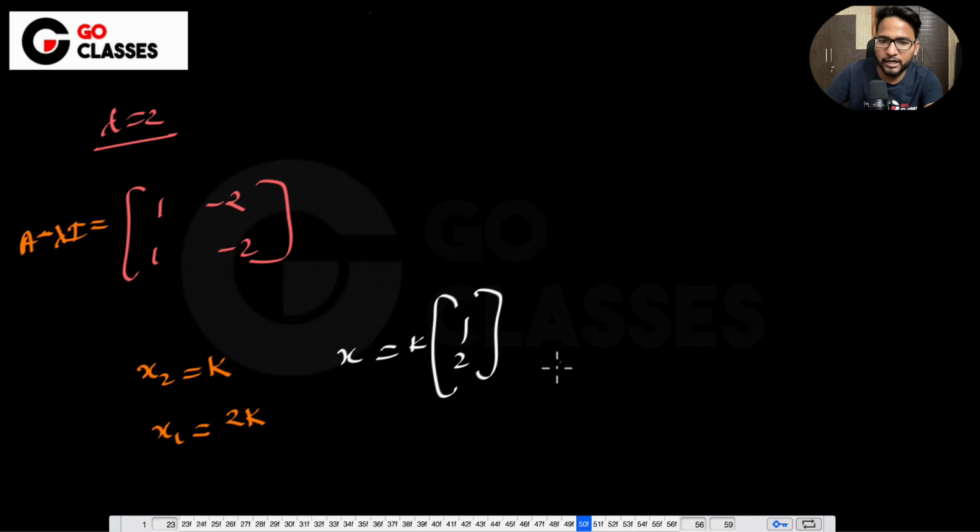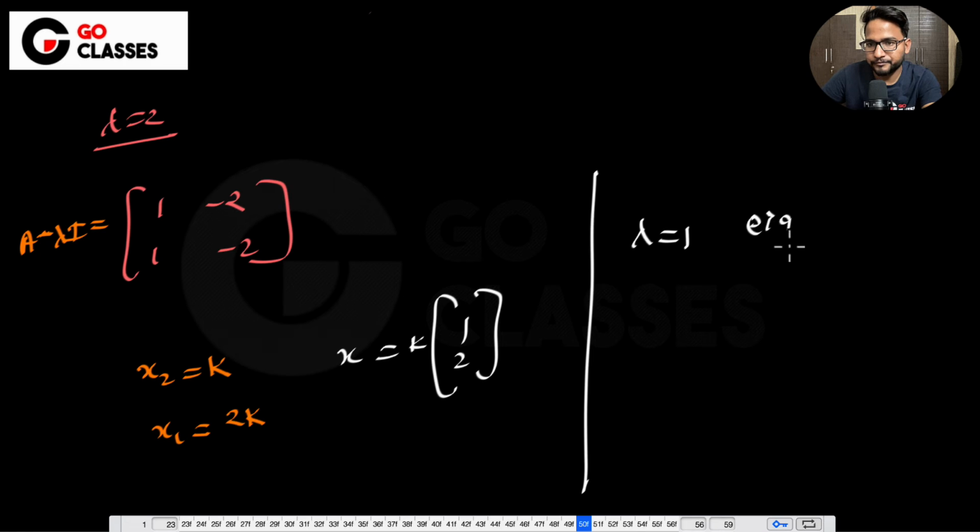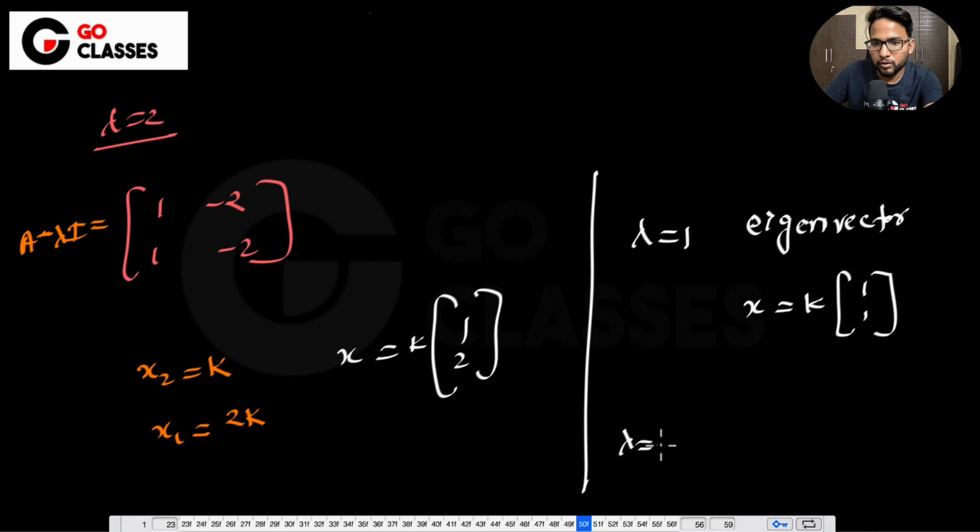So let me probably write both the eigenvectors here. For lambda equal to 1, the eigenvector that you got is basically this one, which is x equal to k [1, 1], and for lambda equal to 2, you got an eigenvector which is something like this.